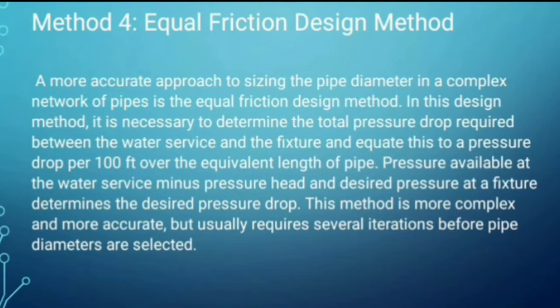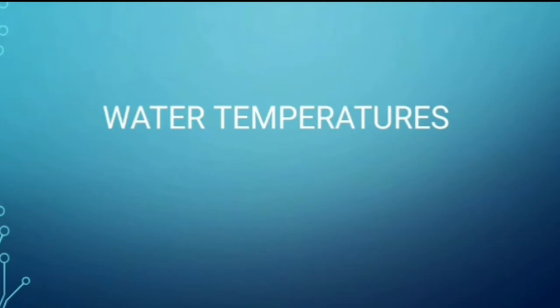Next is Method 4, equal friction design method. A more accurate approach to sizing the pipe diameter in a complex network of pipes is the equal friction design method. In this design method, it is necessary to determine the total pressure drop required between the water service and the fixture and equate this to a pressure drop per 100 feet over the equivalent length of pipe. Pressure available at the water service minus static head and desired pressure at a fixture determines the desired pressure drop. This method is more complex and more accurate but usually requires several iterations before pipe diameters are selected. So Method 4, the equal friction design method, is the more accurate approach to sizing the pipe diameter.